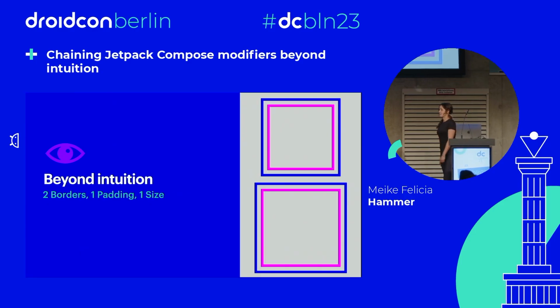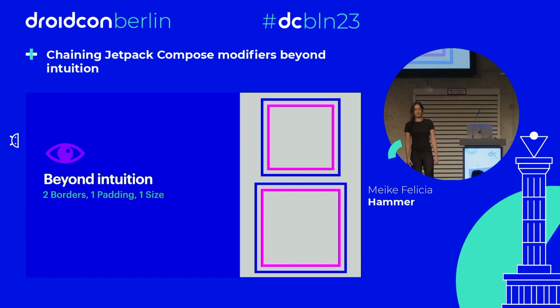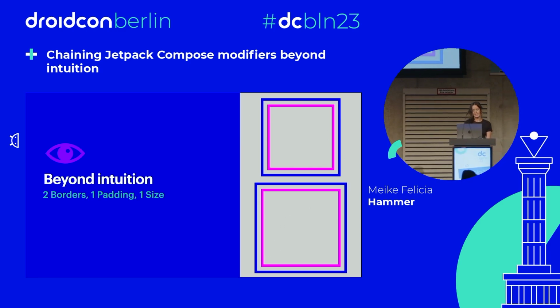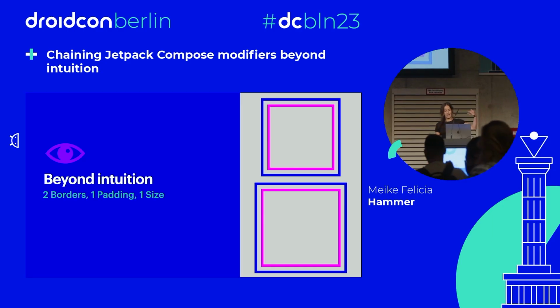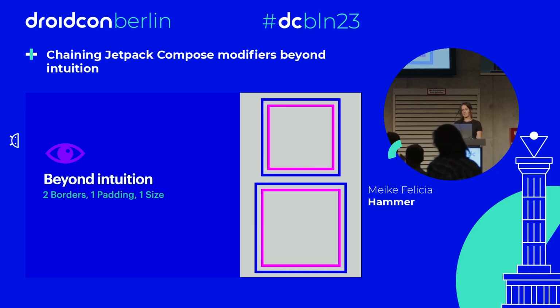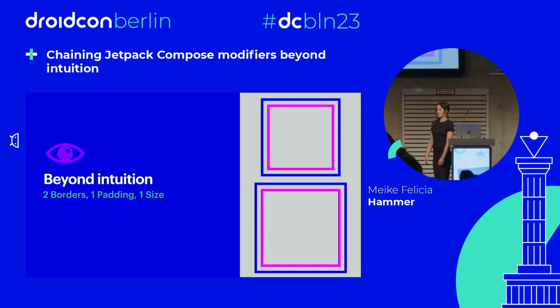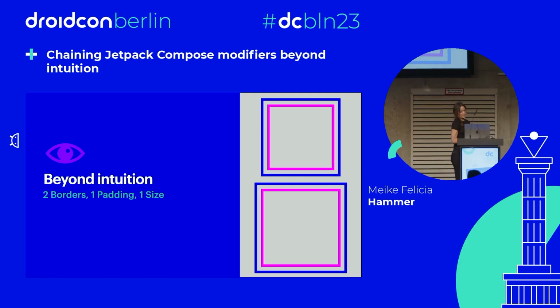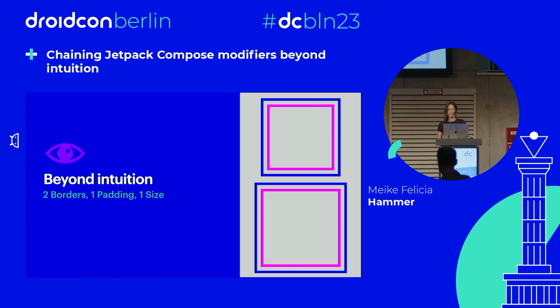Let's jump right into some intuition regarding modifiers. Here's the first example, and you see two boxes as composables, and they have the same set of modifiers applied to them. Each has two borders surrounding, inside, a padding modifier, and also a size modifier. All padding and size modifiers use the same dp values. Just by swapping the position, it changes to a different result. So how does that happen? We are using the same sizes, and anyway it looks very different.